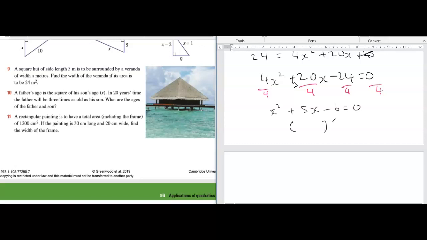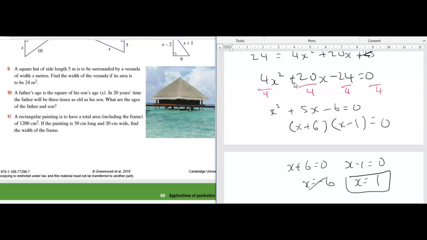Okay, so let's factorize. Two numbers that multiply to give you negative 6, so one's going to be positive, one's going to be negative. 6 and 1: positive 6 and negative 1. So we're going to have x plus 6 equals 0 or x minus 1 equals 0. So x is going to equal negative 6 or x is equal to 1. Now we can't have a negative width of our veranda, otherwise it wouldn't exist. So we have x equals 1.